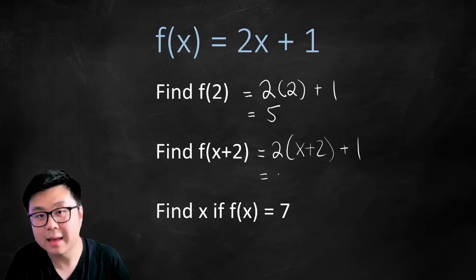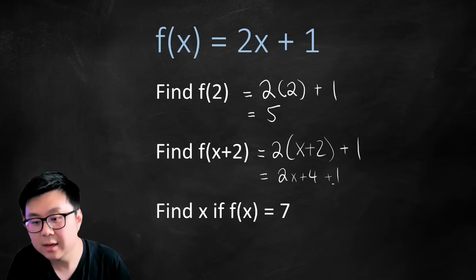And then we simplify it, and that becomes 2x plus 4 plus 1. And that gives us 2x plus 5.